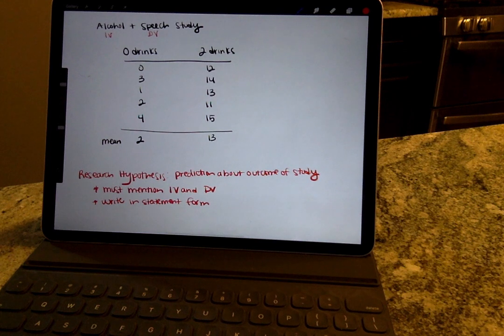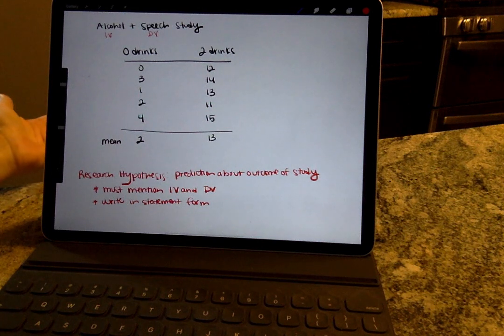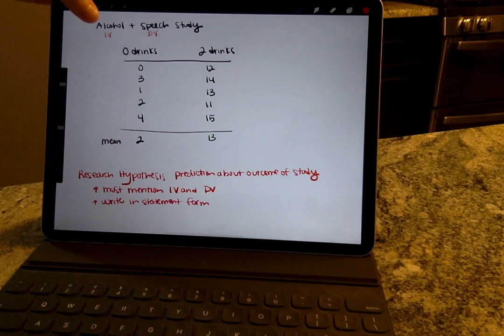We might say that people that drink a lot make a lot of mistakes. We might say that people that don't drink will do well on the tongue twisters. All right, think about all those predictions I just gave. In each one of those predictions, did I talk about alcohol and did I talk about speech? Yeah, sometimes I referred to alcohol as drinks. Sometimes I referred to it as drinking.